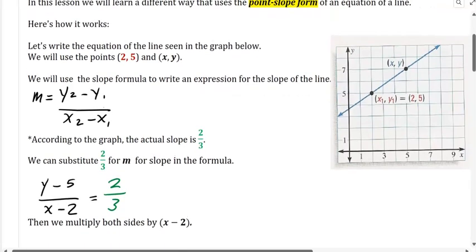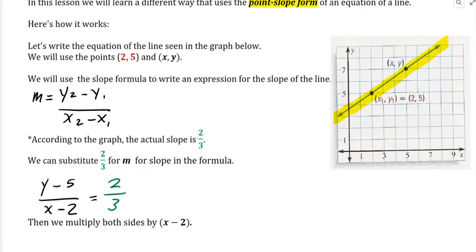Now, here's this line, right? We see this line on the graph. Now, we are going to write the equation of the line seen in the graph below, and we're going to use the points (2, 5), right there, and (x, y). We don't know those points. I mean, we can see what they are, but we're not going to worry about that right now. So we are going to use the slope formula to write an expression for the slope of the line.